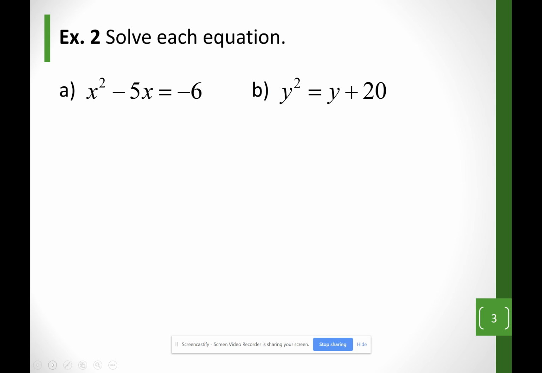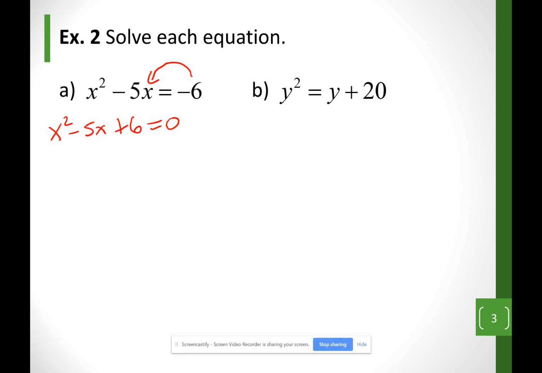Now, in this case, the right side is not equal to 0. I need to have the right side equal to 0. So my minus 6, I'm going to move it to the other side of the equal sign. So I will switch the sign of the 6. So let me write this as x squared minus 5x plus 6 is equal to 0.